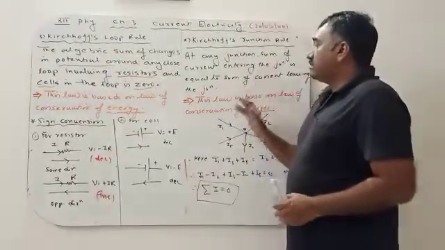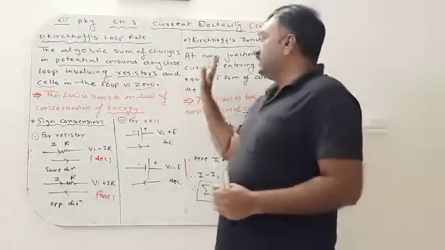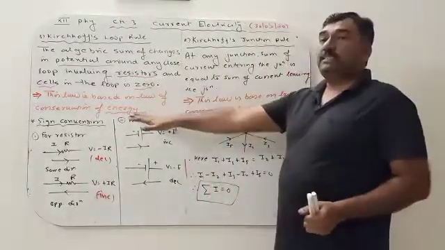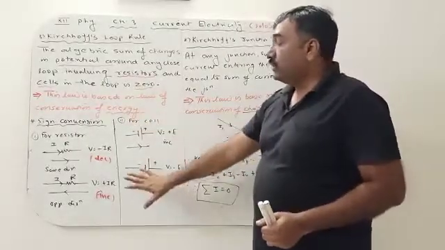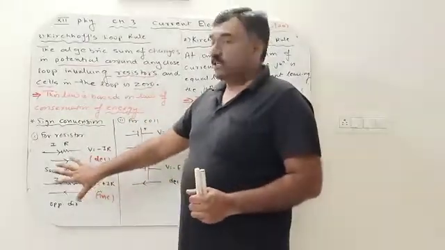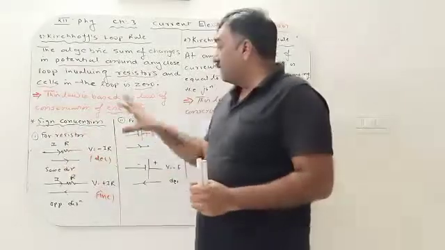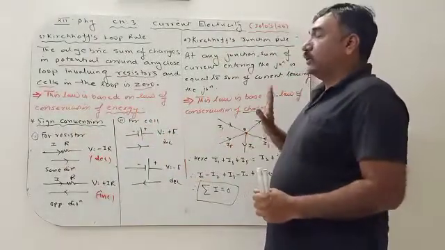Okay, the first law is based on charge, the second law is based on energy. Here the algebraic sum of current is 0, here the algebraic sum of potential is 0. Very important is the sign convention for resistor, for cell, and for current.